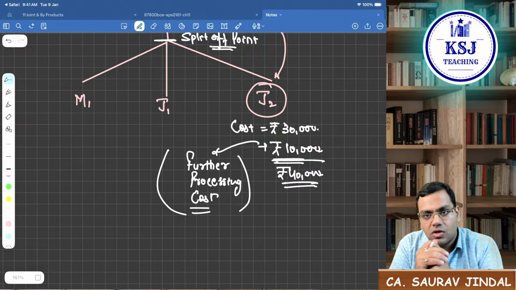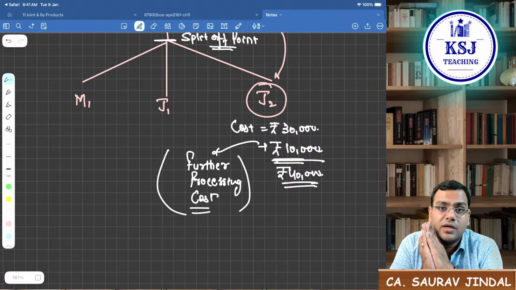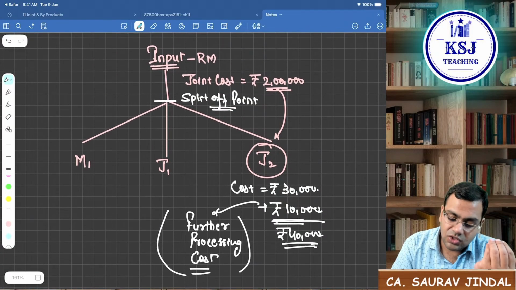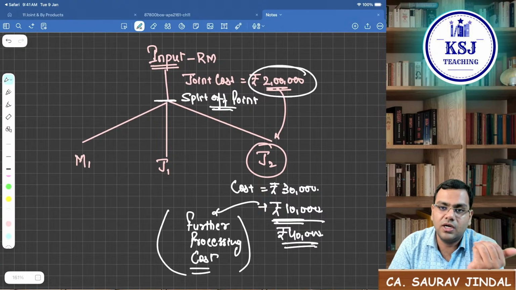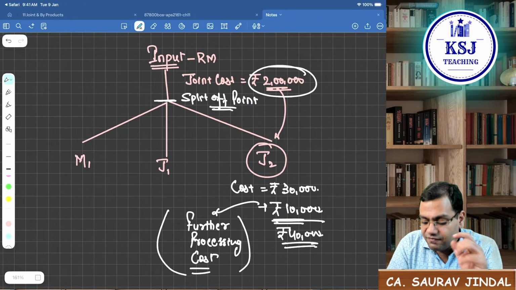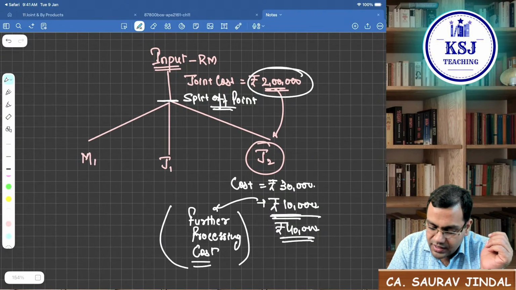So there is a concept coming, that is further processing cost, which is to make the product marketable. Beyond this joint cost, we might have to incur a certain extra cost, which we call the further processing cost. Right, so is this part clear?